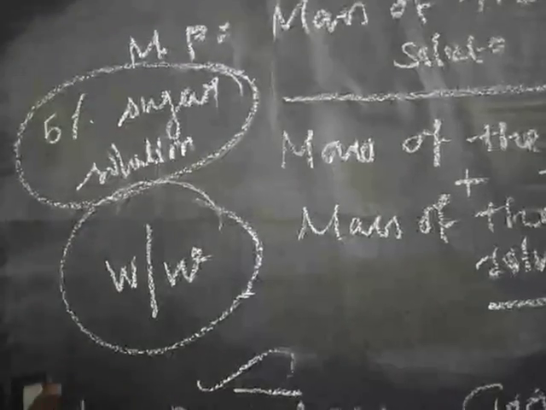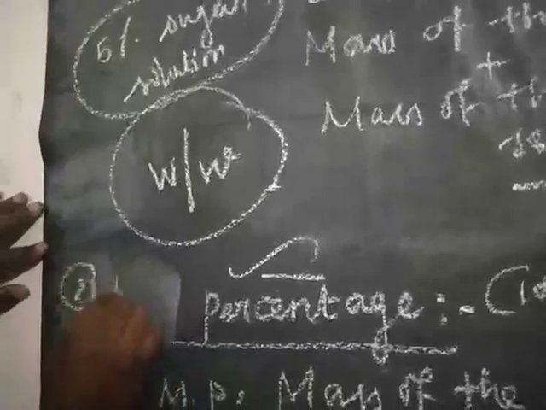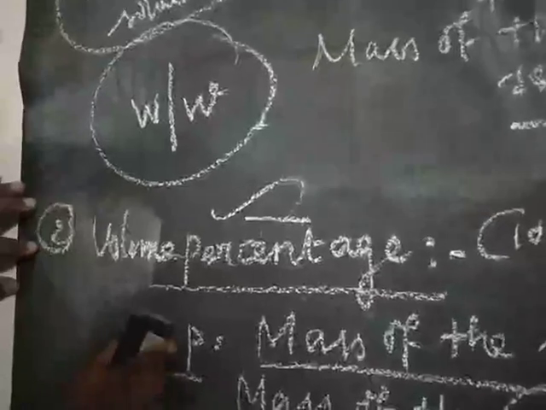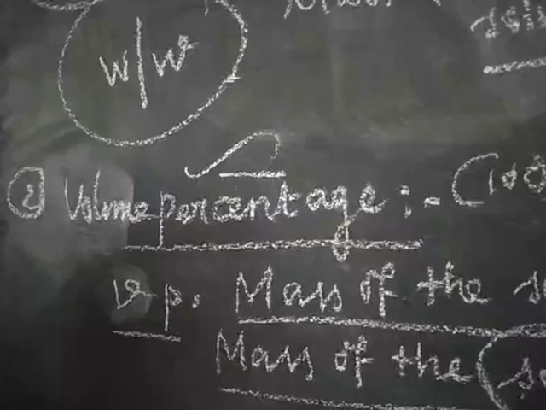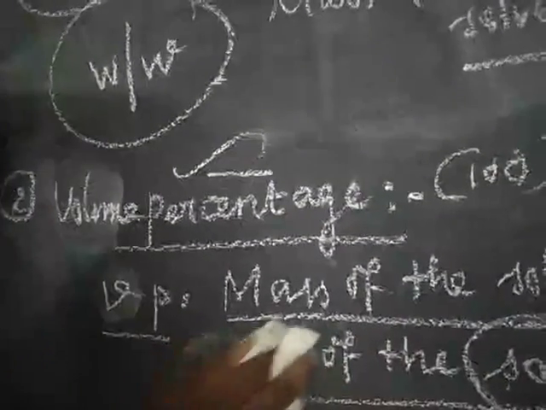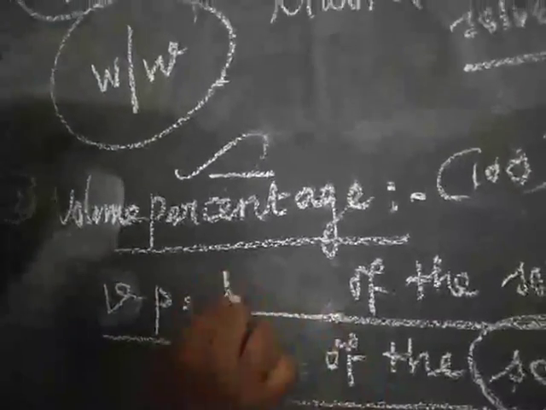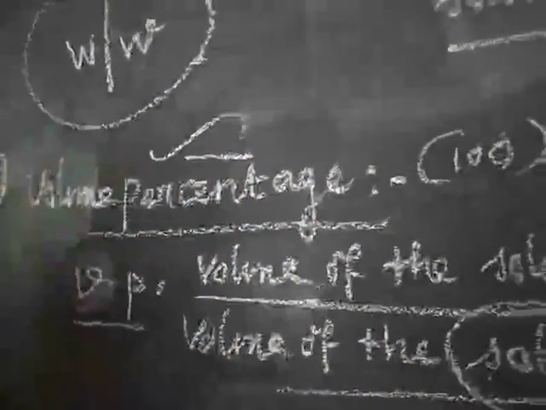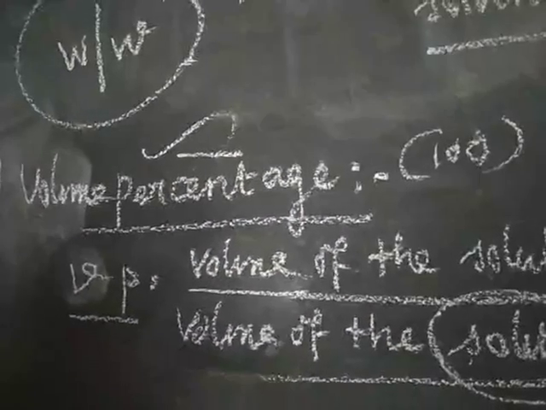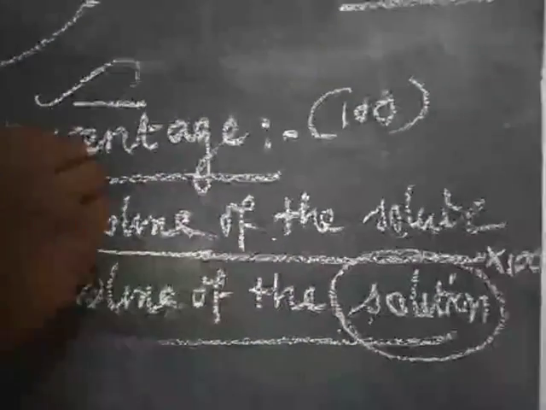Next one, volume percentage. The second one, volume percentage. Just instead of mass, what will come? Volume. Here also, instead of mass we have to write volume. So volume percentage is defined as the percentage by volume of the solute present in the volume of the solution. That is the definition for volume percentage.